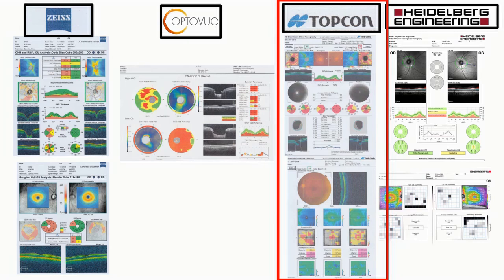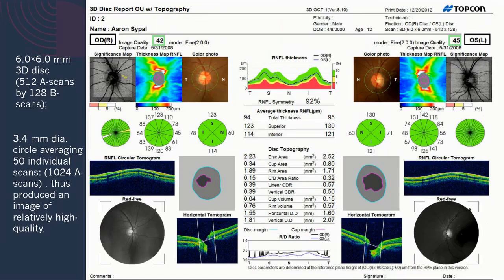Now we go to the third machine, the Topcon. Here it's 6 by 6 millimeters, scans 512 A scans, repeated 128 B scans to cover an area 6 by 6. This ring is shown here, thickness in hours or sectors, and here you have the nerve fiber layer thickness of both eyes compared to the normative data.